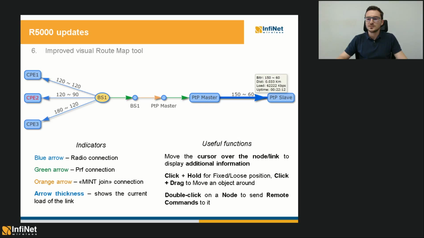Okay, so to conclude this, you cannot see all the devices in your network in the route map if they are not in the same Mint area. You can only see the devices that are in the same Mint area as the device to which you are connected directly, from where you open the route map.